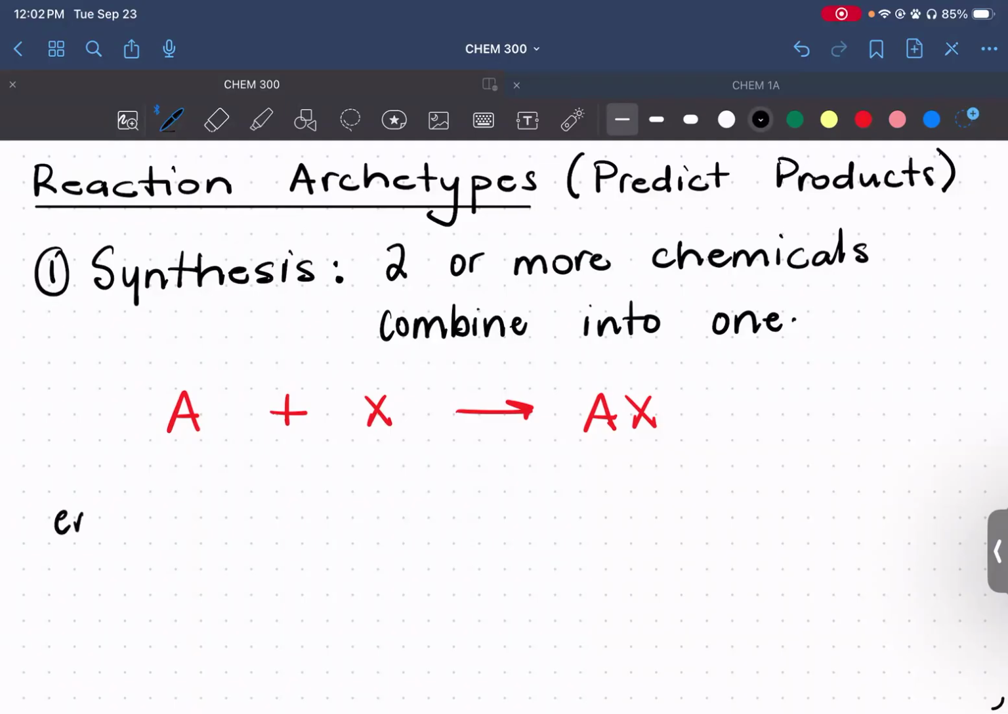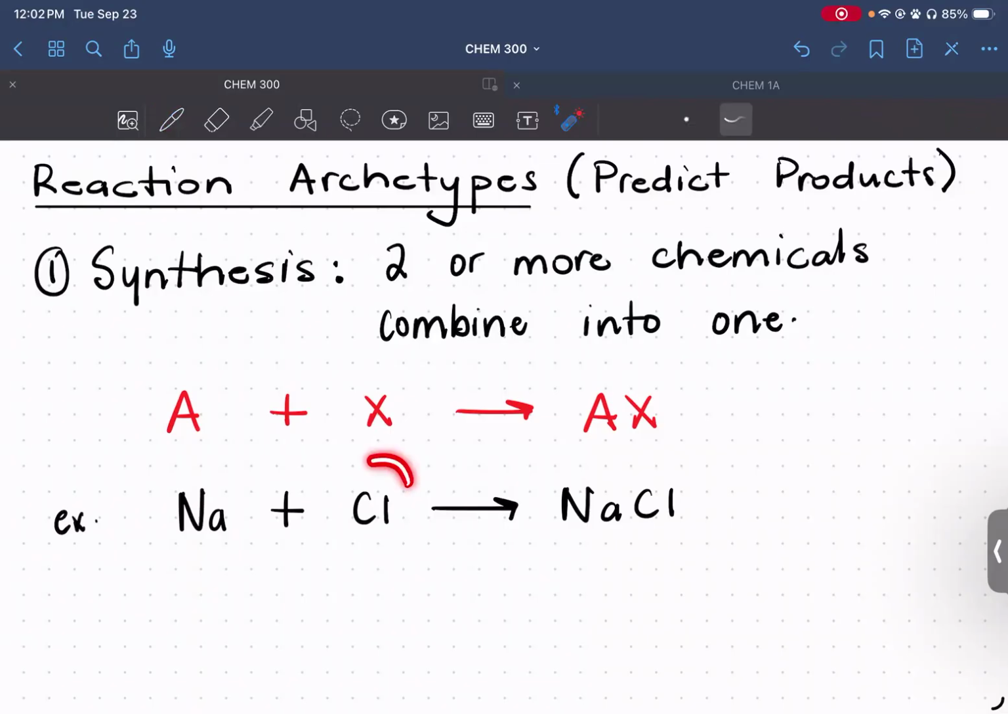A popular example of synthesis is the combination of sodium plus chlorine to give us sodium chloride. Do remember that chlorine is a diatomic element, so it's actually Cl2. Is this reaction balanced as written? No. Immediately we notice the chlorines are off. No problem, let's deal with that right now. There's two chlorines on the left, one on the right. Easy fix, just put a 2 over there.